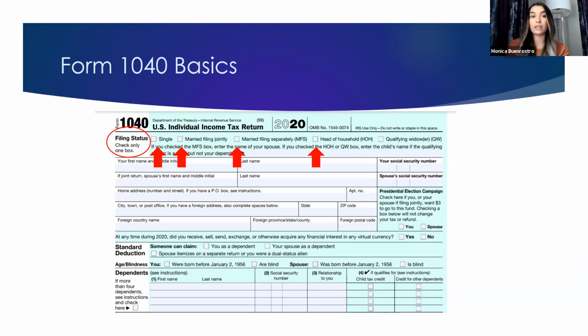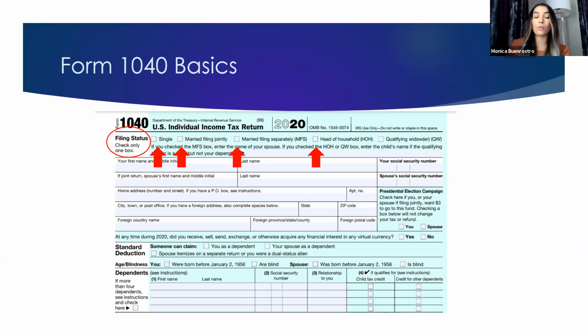So to begin with, every tax form will require your personal information. And very importantly, the way the taxes get calculated, which status to give you and how much to charge you for your income, is based on the filing status. So that is a very important part of the taxes that a lot of times gets overlooked.